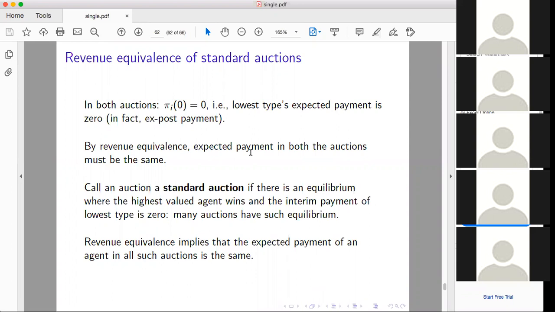Of course, this is not restricted to only the first price and second price auction. It is true for any standard auction. A standard auction is an auction where the highest valued agent wins and the interim payment of the lowest type is 0. This is a feature in many auctions, and many auctions have such equilibria. So revenue equivalence will imply that the expected payment across all these auctions must be the same.